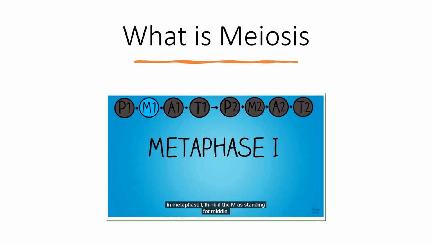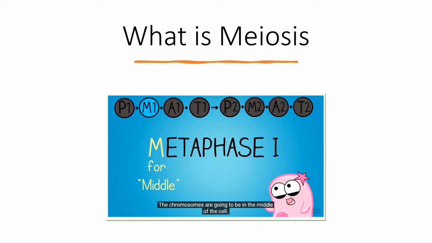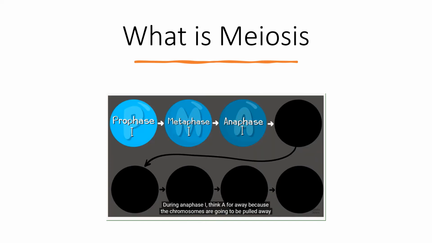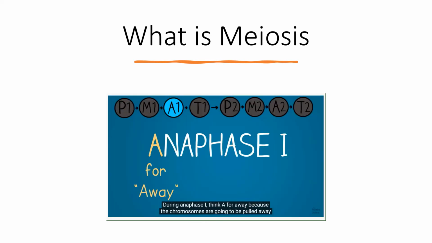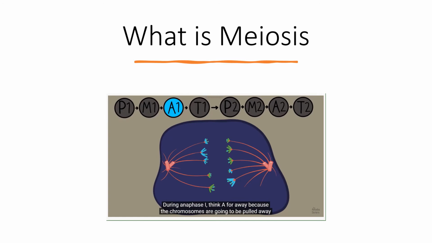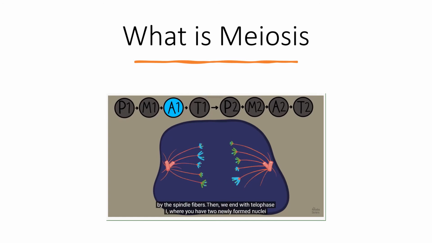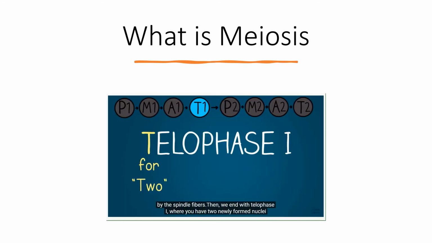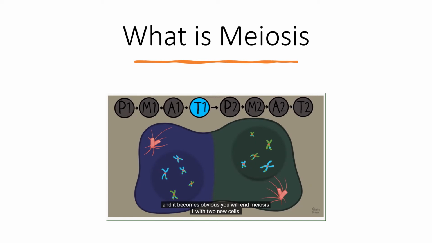Now we move into metaphase 1. In metaphase 1, think of the M as standing for middle. The chromosomes are now going to be in the middle of the cell. It's a little bit different though from mitosis because these chromosomes are going to be in pairs in the middle of the cell. So it's not a single file line, they're in pairs in the middle. Now during anaphase 1, think of A for away because the chromosomes are going to be pulled away by the spindle fibers. Then we end with telophase 1, where you have two newly formed nuclei, and it becomes obvious that you're going to end meiosis 1 with two new cells.